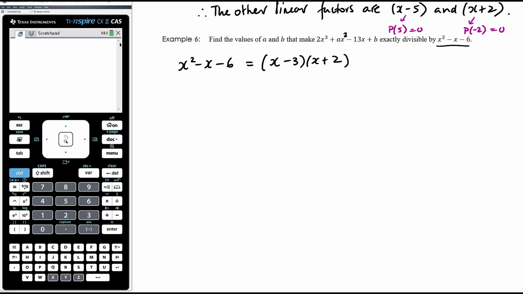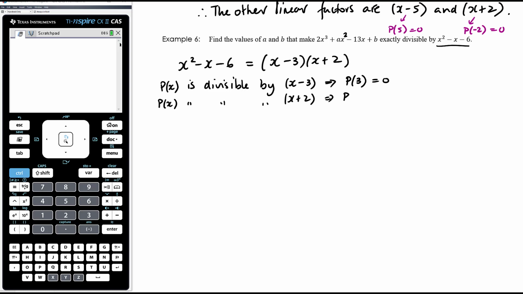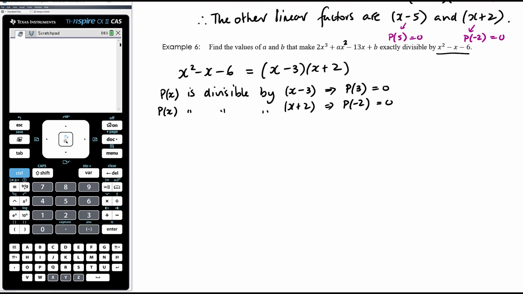So we know that p of x is divisible by x minus 3, which means that p of 3 will equal 0. There's no remainder when we divide by x minus 3. And we also know that p of x is divisible by x plus 2, which means that p of negative 2 also equals 0. So we're going to use these two bits of information to form two equations with a and b that we can solve simultaneously to find a and b.